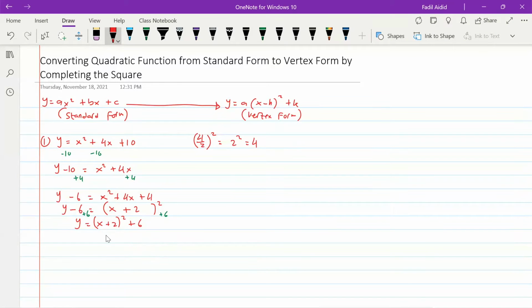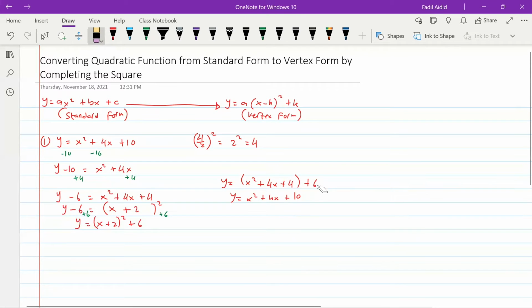Now, if you want to check whether your answer is correct or not, you just expand it again. You will get back to the original. So if we expand, just to check, it's going to be x squared plus 4x plus 4 in the bracket, and then plus 6. So this is x squared plus 4x plus 4 plus 6 is 10. So we will get back to the original in standard form, which tells us whether our answer is correct or not.